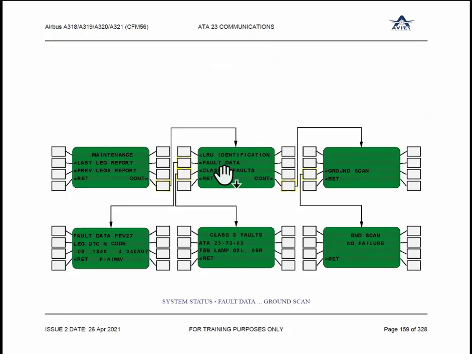You can get the fault data also from here. Last leg report, previous leg report. Continue, you will get the fault data. When you click on the fault data, you will get the fault data for a particular flight. Class 3 fault, ATA chapter 23-73-63. Fasten seatbelt lamp number 2L is not working. 5R is also not working. So you get minute level information from here. You can pinpoint and go and rectify it. It's very maintenance friendly. Menu options are available there.